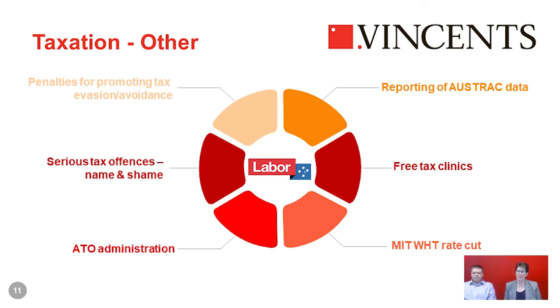And penalties for promoting tax evasion and avoidance. Again, this is that common theme that's running through. These promoter penalties do currently exist, but the proposal is to increase the penalties for individuals and entities that are promoting tax evasion and avoidance, similar to the coalition essentially funding the ATO task force that was announced in the budget last week, or week before last.